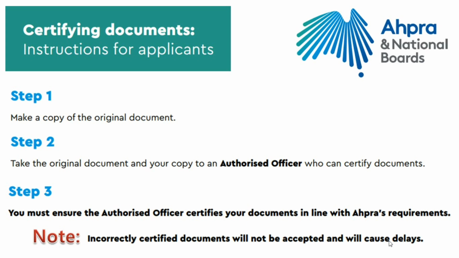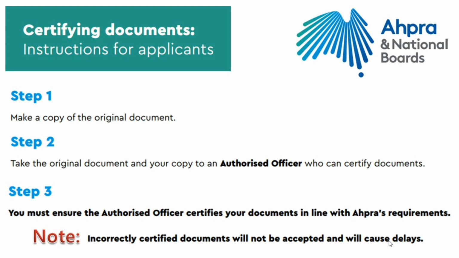Authorized officer will be the notary lawyer in your country. Okay, or if you're in Australia, you can go to the Justice of Peace. In other places, you have to attest the documents through a public notary lawyer. Okay, then step 3, you must ensure the authorized officer certifies your documents in line with the AHPRA requirements.